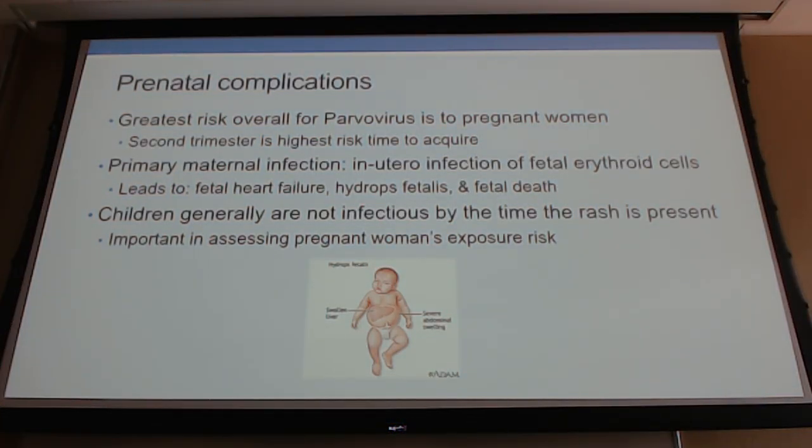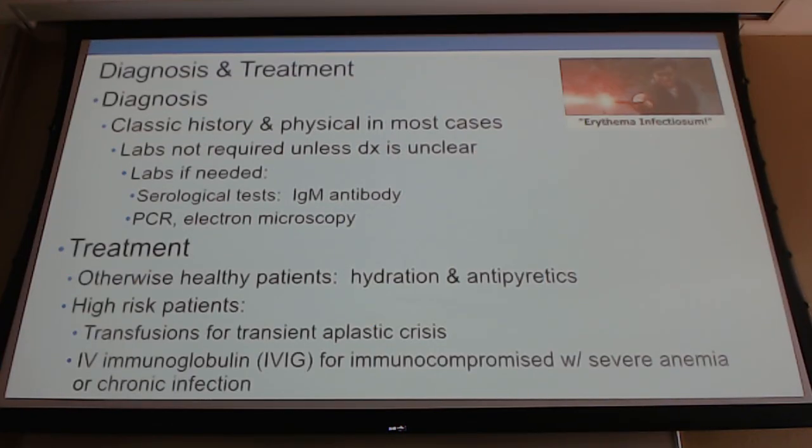Transient though. Pregnant women are at high risk in the second trimester. It affects the fetal cell line and causes fetal hydrops. Big thing, so rubella and parvo. You have those 2 streams.